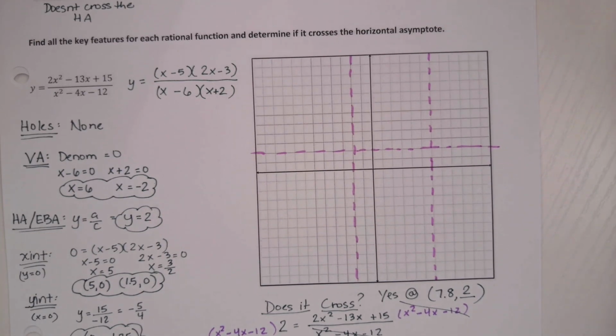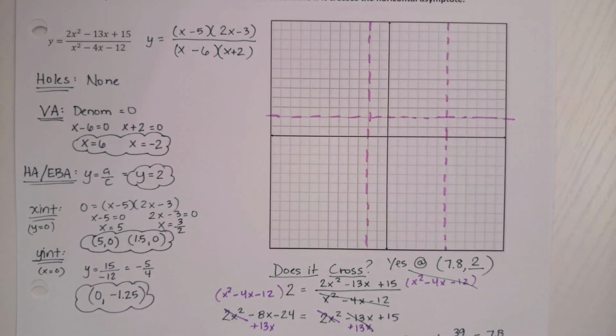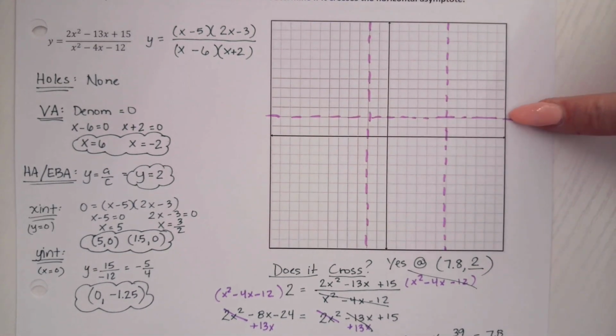Okay, and then I have 1, 2, 3, 4 points I can graph. Tell me how I have 4 points I can graph. Y-intercept, x-intercepts, and the crossing point, the point where it crossed this asymptote here.